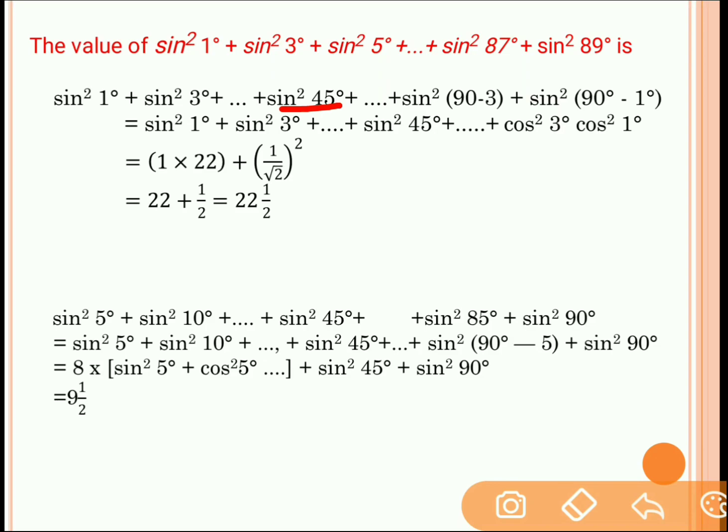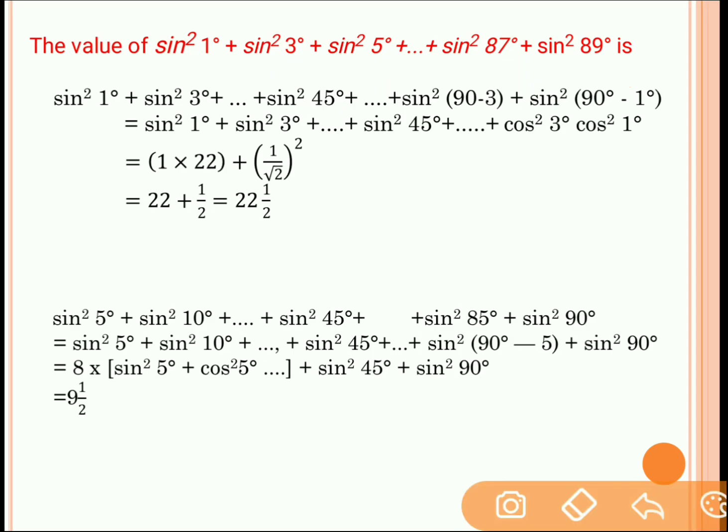Now the rest of these angles are not standard angles, so the next step is to find the complementary angles. Complementary means the addition of those two angles should be 90 degrees. Here 1 plus 89 is 90 degrees, so these are complementary angles. Now we will use the complementary property: 89 can be written as 90 degree minus 1 degree, and sin (90 minus 1 degree) can be written as cos 1 degree. Similarly, 3 degree and 87 degree are complementary angles, so 87 can be written as 90 minus 3, and sin (90 minus 3) will be equal to cos 3.